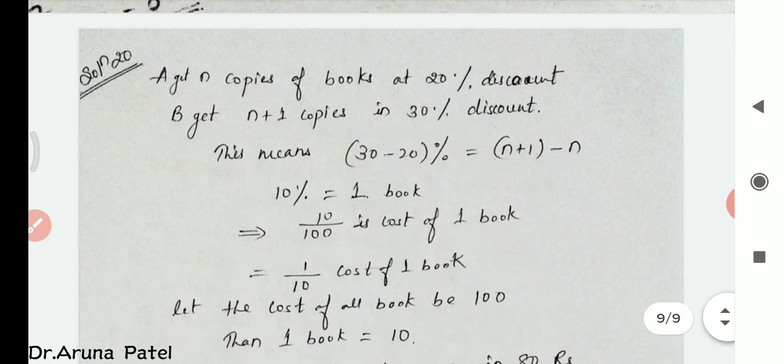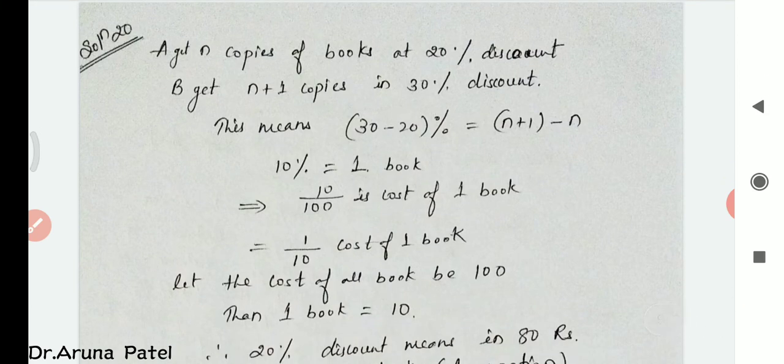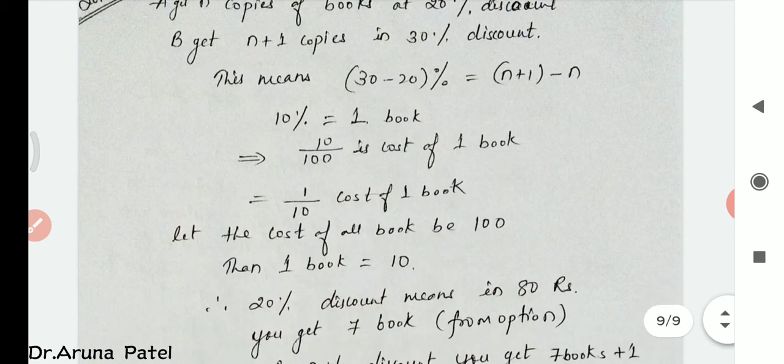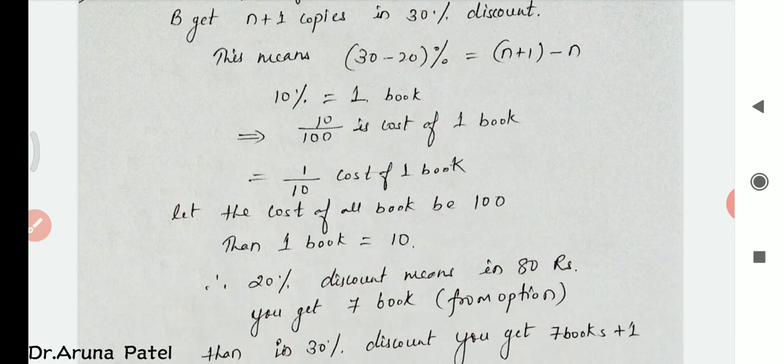Now see the solution. A gets n copies of books at 20% discount. B gets n plus 1 copies at 30% discount. So this means 30% minus 20% is equal to n plus 1 minus n, meaning one book extra. So you get 10% is equal to one book cost. Here 10% equals 10 by 100 is the cost of one book, so 1 by 10 of the total is the cost of one book. So let the cost of all the books be 100, then one book costs 10.